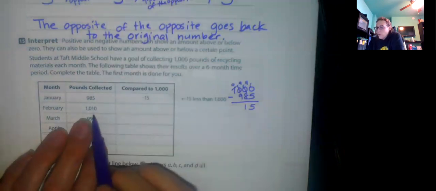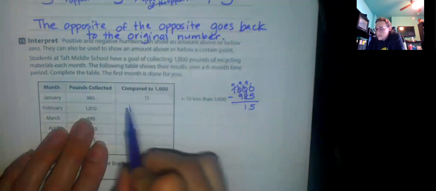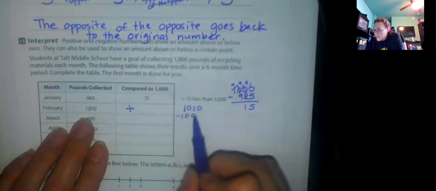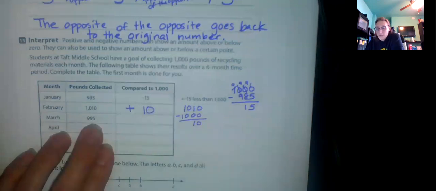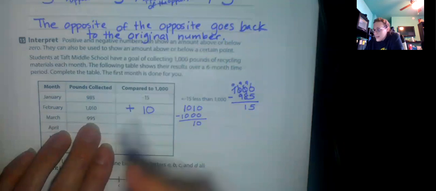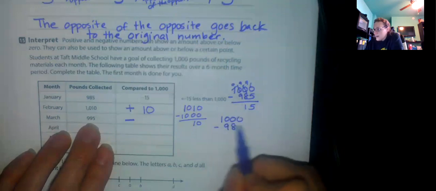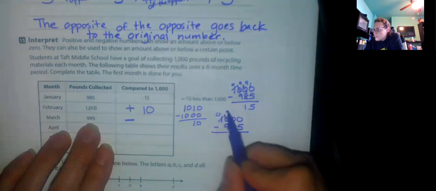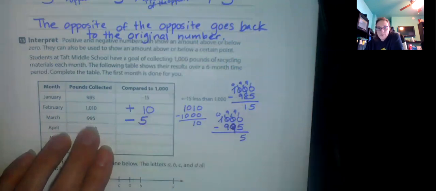Let's look at February, 1,010. Well, compared to 1,000, that's greater, so we know it's going to be positive. And then because it's bigger, it goes on top, and we're going to subtract our 1,000. And so there is a difference of 10. Okay, 995, that is less than 1,000, so it's going to be negative. And if you take your 1,000 and subtract your 995, again, we borrow, and we get that there is a difference of negative 5.